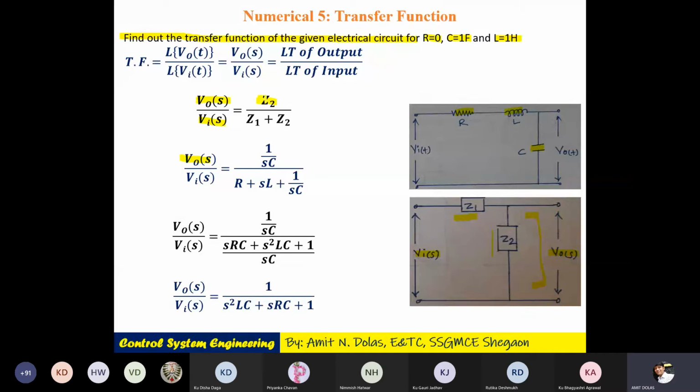So what is Z2? Z2 is a capacitor, so it will be 1 by SC. What is Z1? Z1 is resistance and inductor, so it will be R plus SL. And Z2 is 1 by SC. Simplifying this, we'll get 1 upon S square LC plus SRC plus 1.